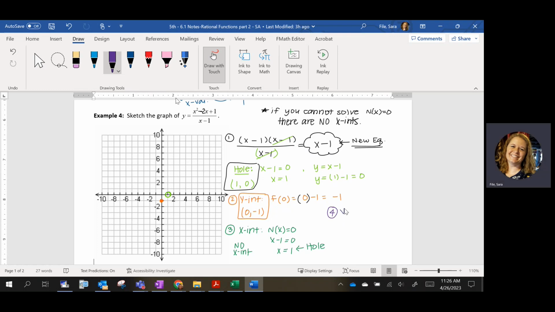Okay, so that's okay. Step 4 is to see if there's a vertical asymptote. Now, vertical asymptote would happen where your denominator equals 0. Do we have a denominator anymore? The new equation doesn't have a denominator. There is no d of x, so that means there is no vertical asymptote.